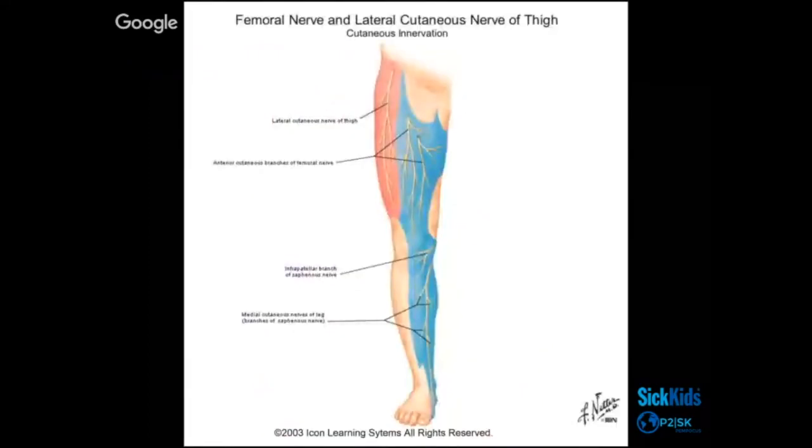It gives you a good sensory block of your thigh and the inner part of your lower leg as well. It's also going to give you some motor anesthesia of the quadriceps, which is actually very useful because usually when you have a femur fracture, your quadriceps is completely contracted and very painful. So doing that block is going to help with that pain as well.